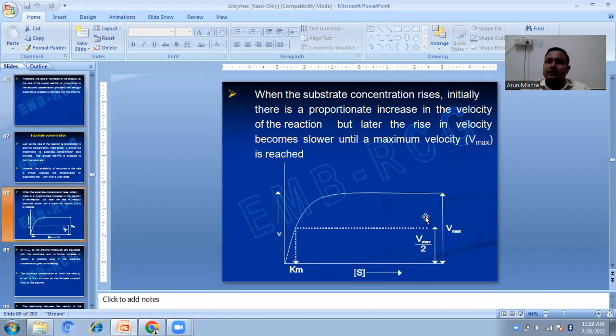When the substrate concentration rises, initially there is a proportionate increase in the velocity of reaction, the rate of reaction. But later the rise in velocity becomes slower until a maximum velocity known as Vmax is reached. As you can see in this graph, which plots velocity versus substrate, when the substrate concentration is increasing, the rate of reaction or the velocity is increasing, and it reaches an ultimate point known as Vmax. The velocity is maximum and does not increase further from this point.